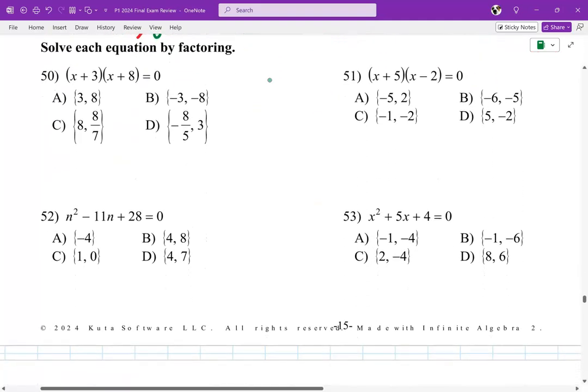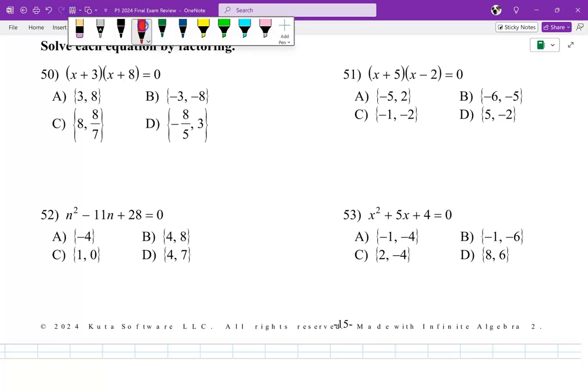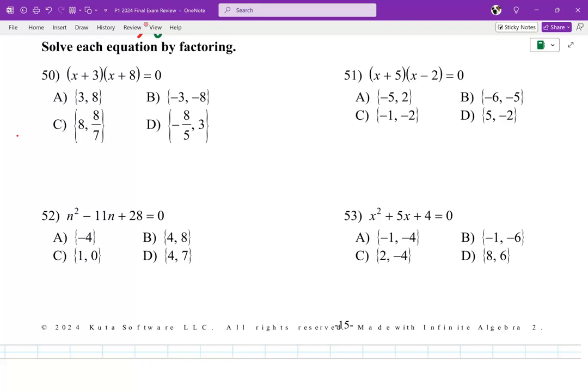All right, solve each equation by factoring. Same thing that we've been doing, we're just solving it, setting it equal to 0. The nice thing about these first two problems is they're almost solved. They have x plus 3 and x plus 8 already factored. So you're just going to write those factors as two mini equations. So this would just be negative 3 and negative 8. So B.